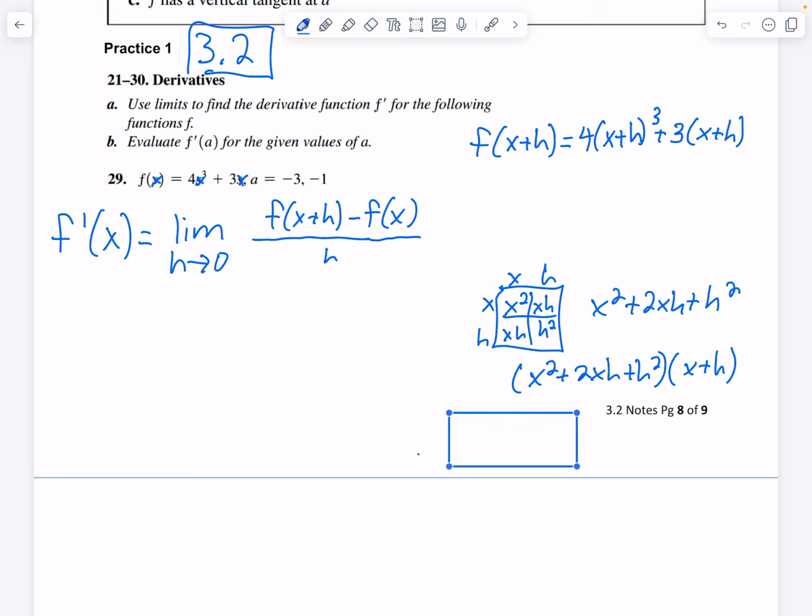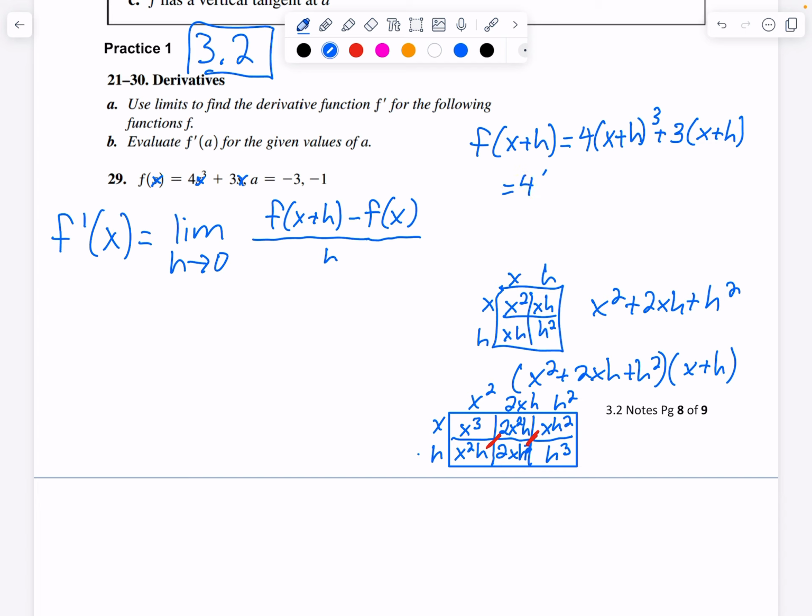So 3 by 2. I'd have x squared, 2xh, and h squared, then I'd put x plus h over here. So I get x cubed, 2x squared h, x h squared, x squared h, 2x h squared, and then h cubed. Why I like this is that most of the time our like terms are in the diagonals there.